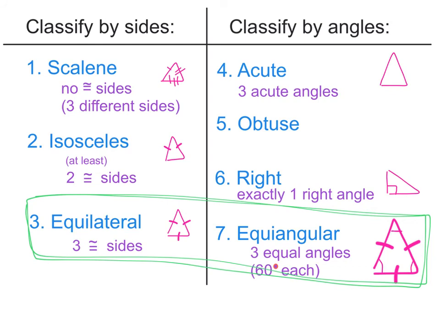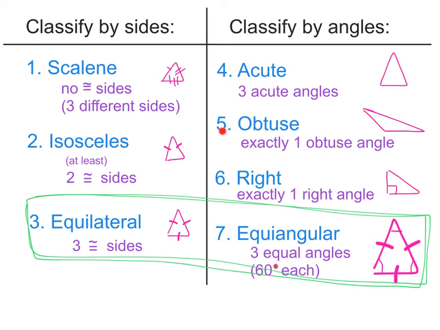Moving on to an acute triangle. Again, we're talking about the angles here. In an acute triangle, it is important that all three angles have to be acute. So again, all three angles have to be smaller than 90 degrees. Above 0, less than 90.